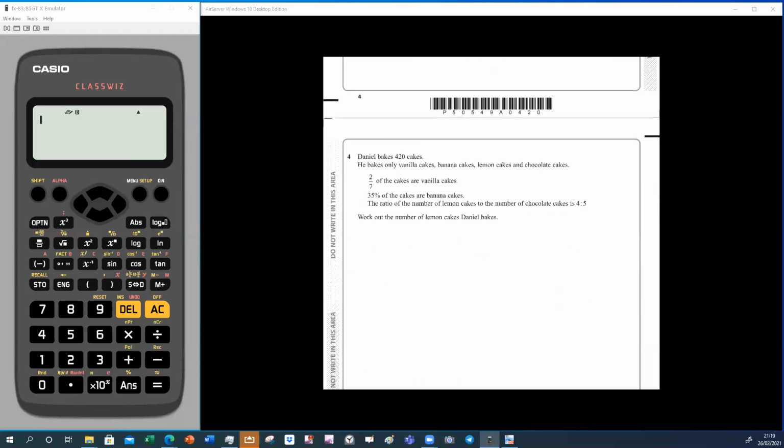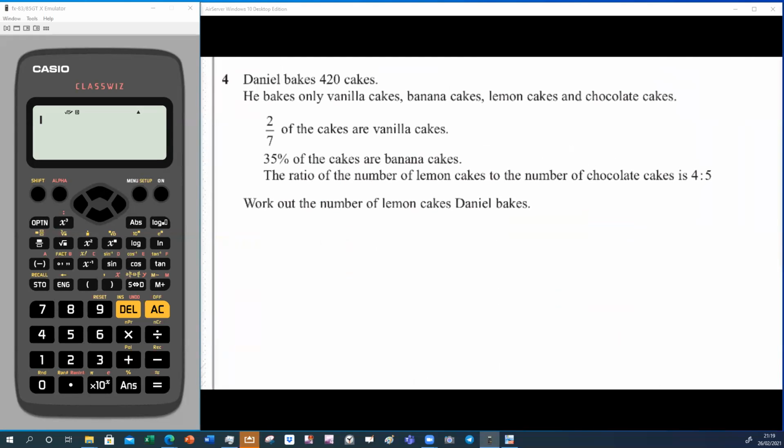Can you do one more question for me, please? Number 4. Daniel bakes 420 cakes. He bakes only vanilla cakes, banana cakes, lemon cakes, and chocolate cakes. 2/7 of the cakes are vanilla cakes. 35% of the cakes are banana cakes. The ratio of the number of lemon cakes to the number of chocolate cakes is 4:5. Work out the number of lemon cakes Daniel bakes.